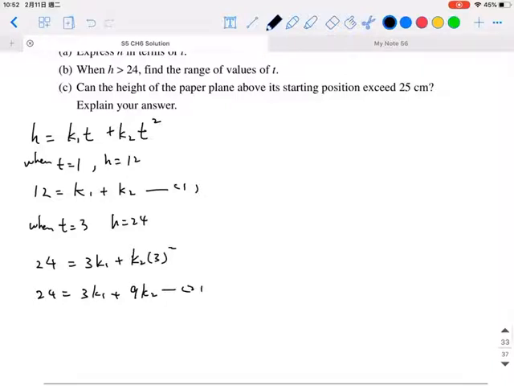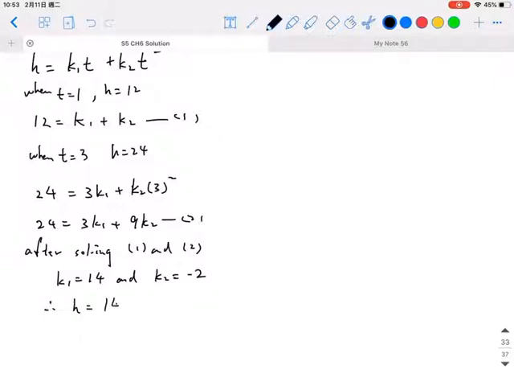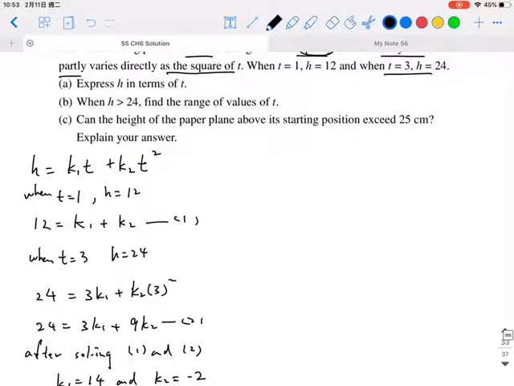After you solving these two equations, after solving 1 and 2, you can get k1 is 14 and k2 is negative 2. So h is equal to 14t minus 2t squared. So I rearrange the order, is negative 2t squared plus 14t. This is first part, and second part when h is 24, find the range of value.